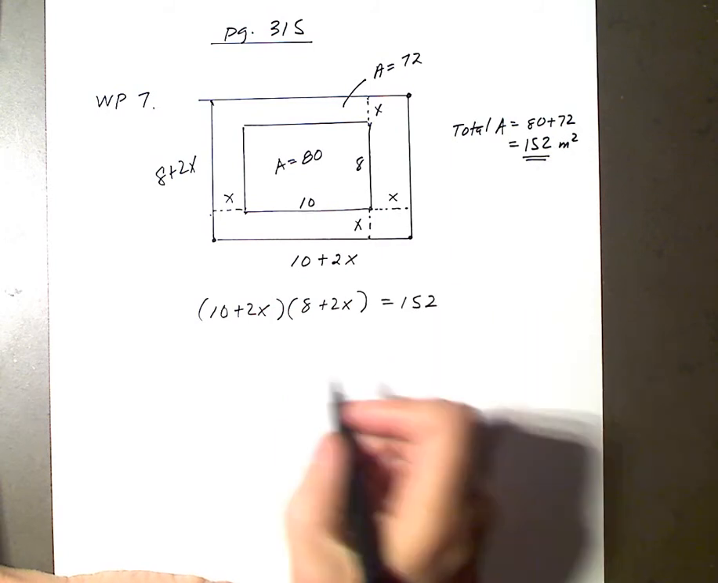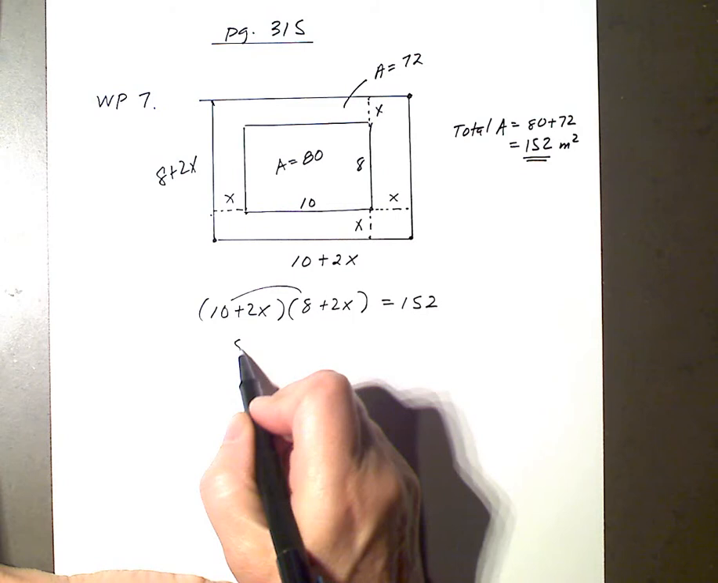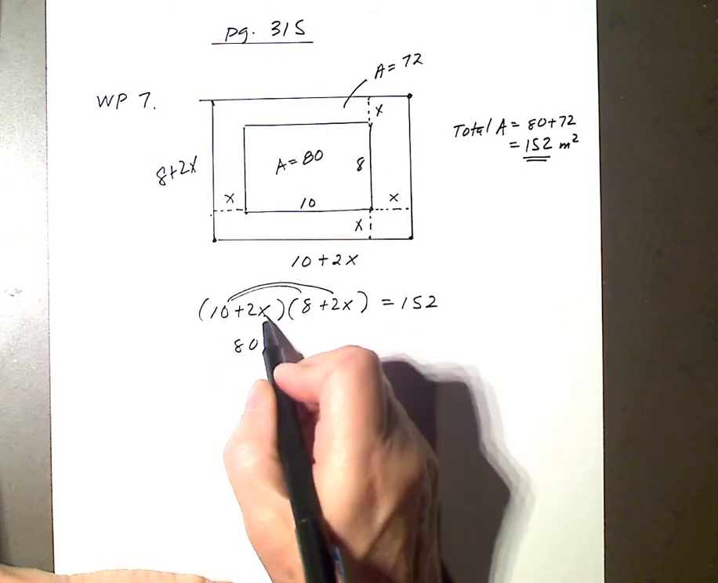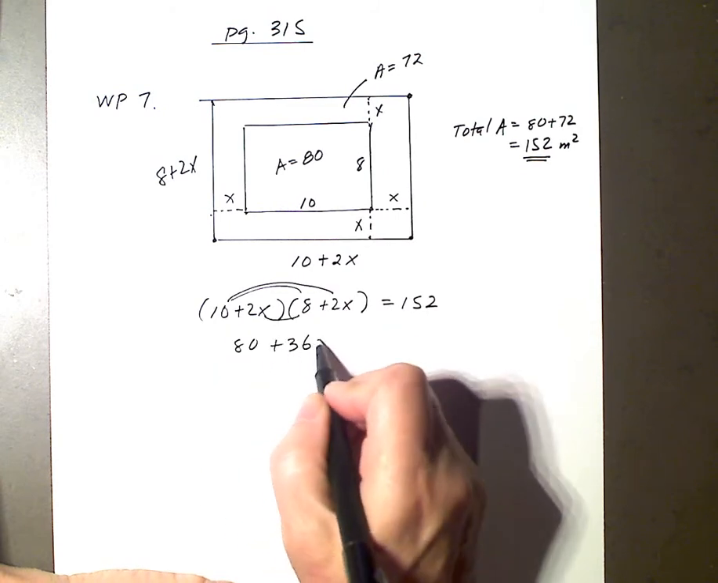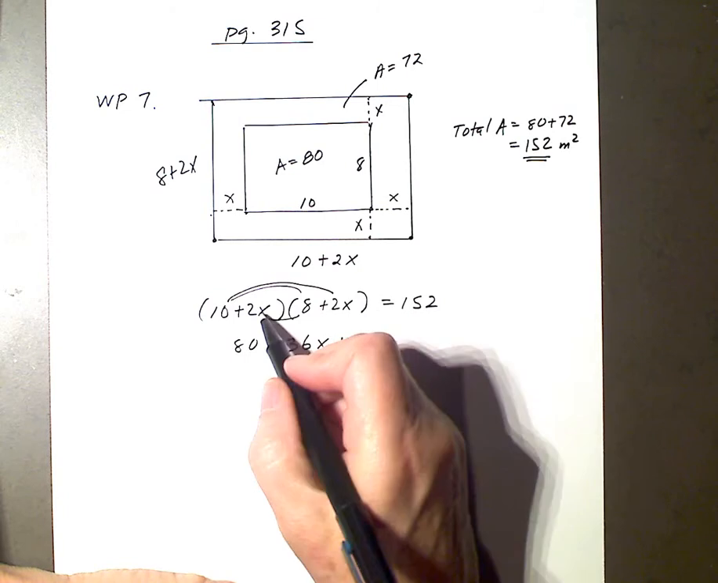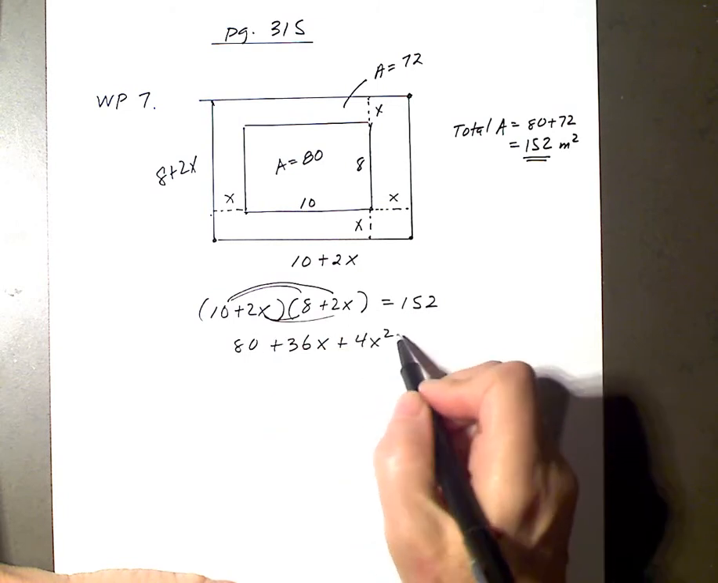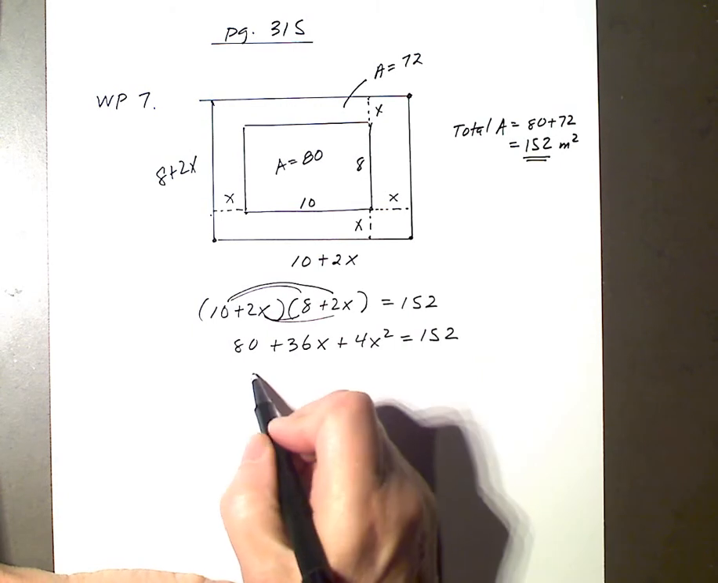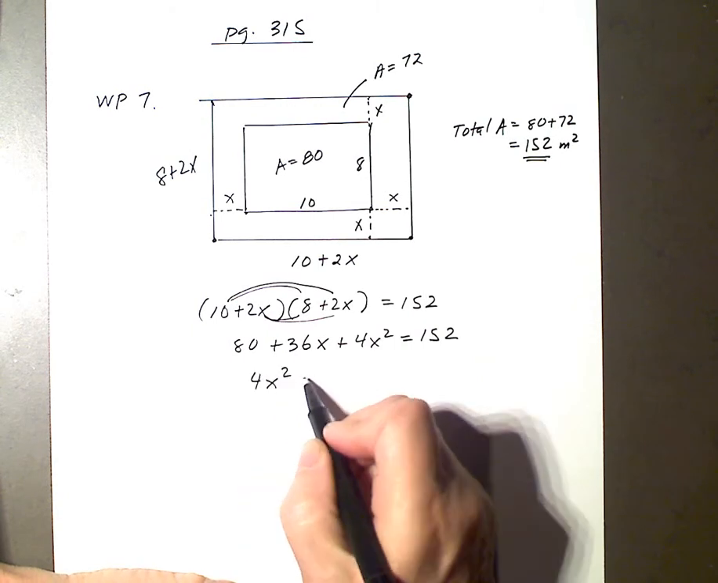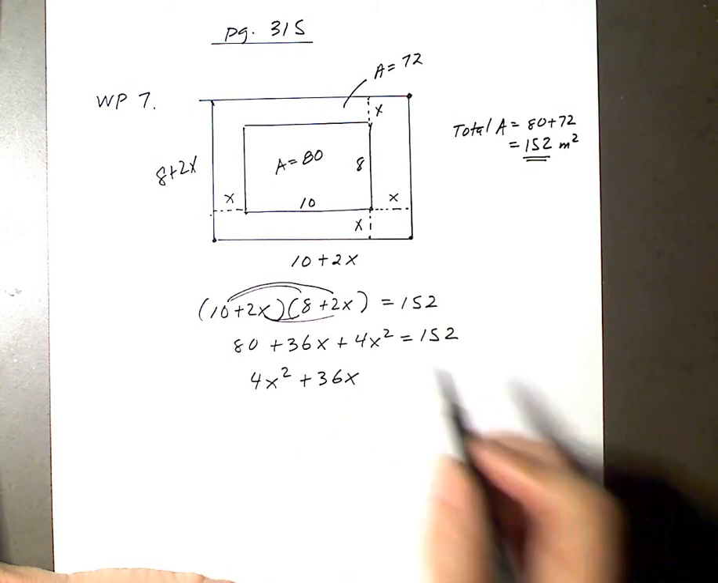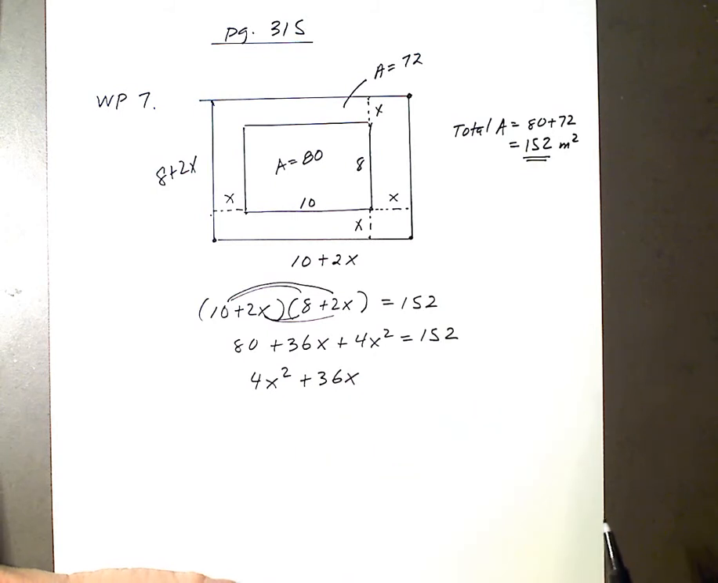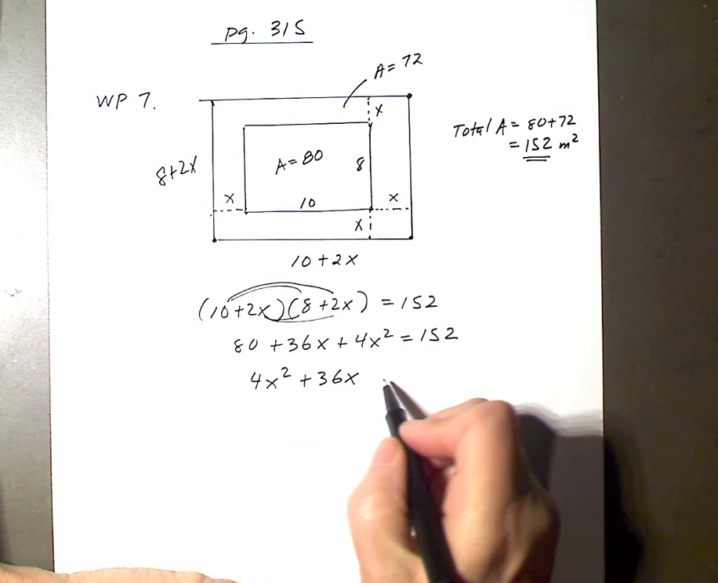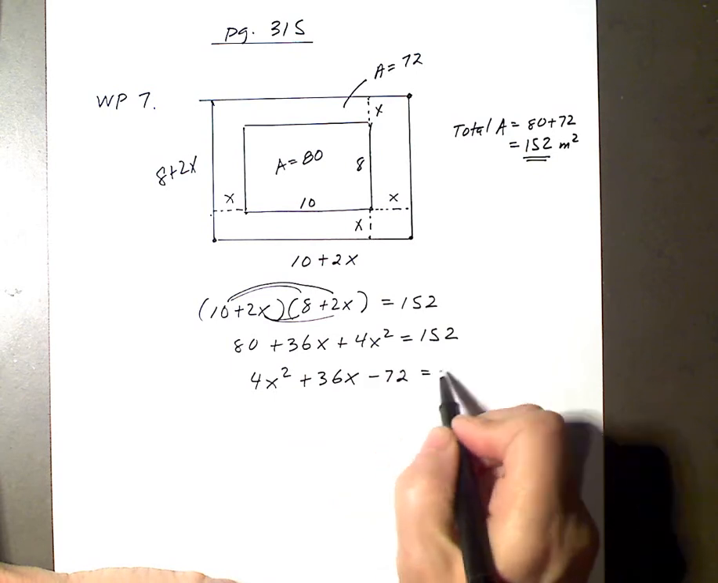So multiplying this out, we get 80 plus 20x plus 16x, plus 4x squared equals 152. So 4x squared plus 36x. If I subtract 152 from both sides, I'll get negative 72 on the left, set equal to 0.